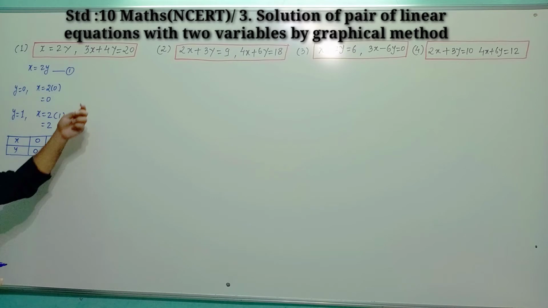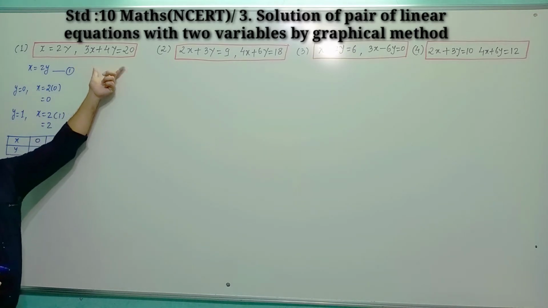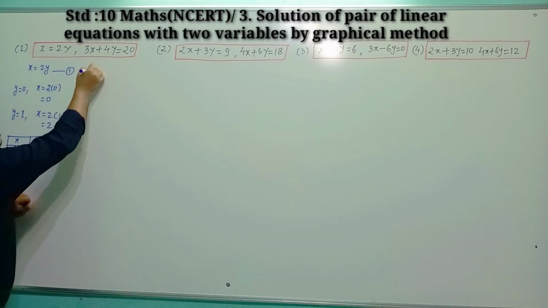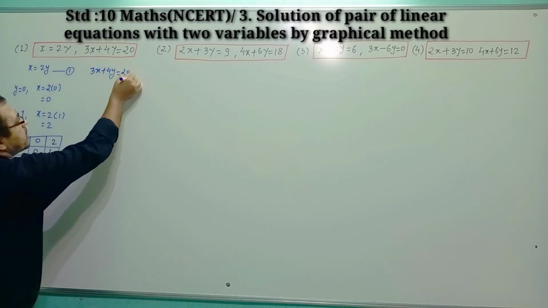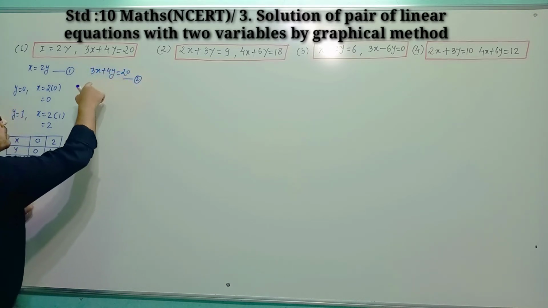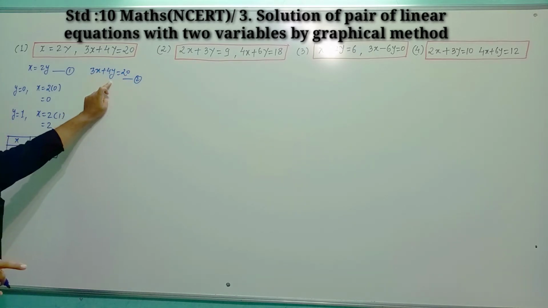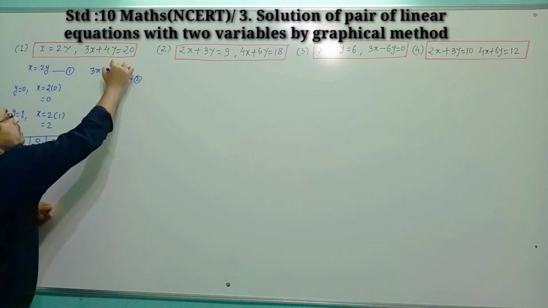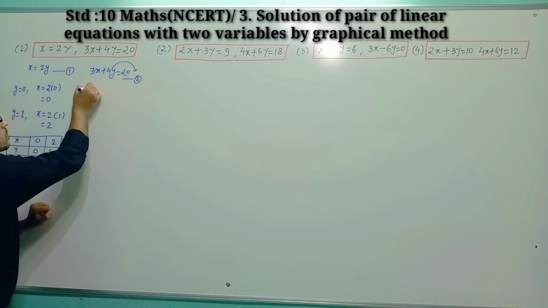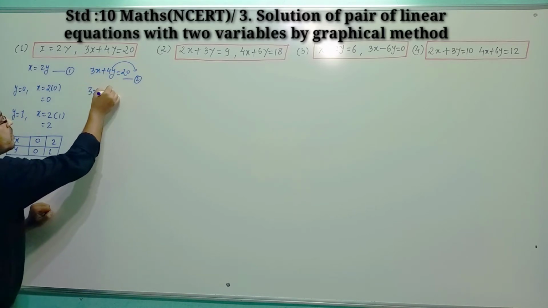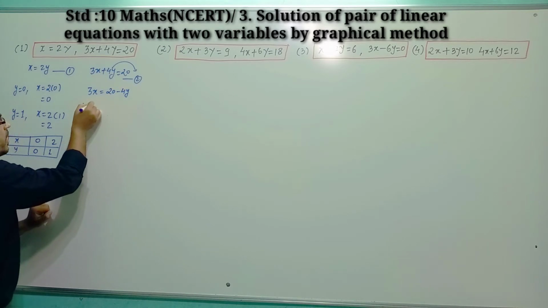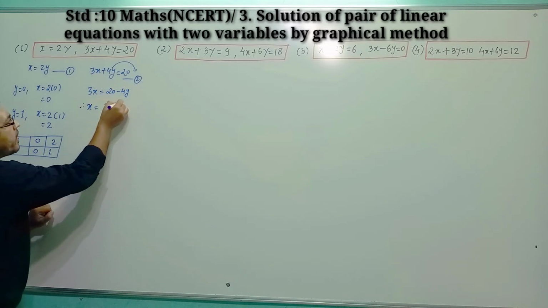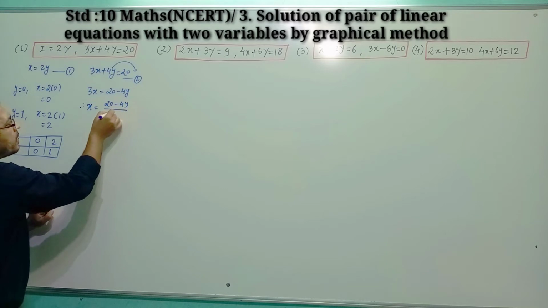Okay students, similarly we will solve the second equation. 3x plus 4y is equal to 20. Consider this is equation number 2. Now you can formulate either x or y. Okay, suppose you are formulating x. So we are getting 3x is equal to 20 minus 4y. Okay, so x is equal to (20 minus 4y) by 3.